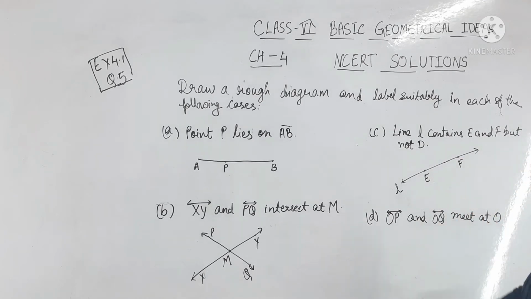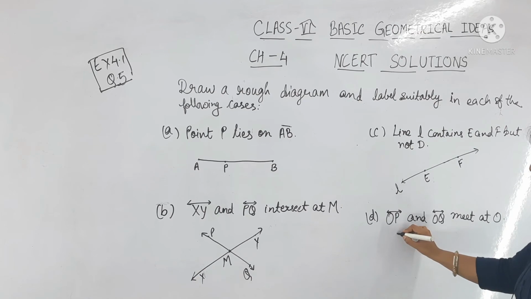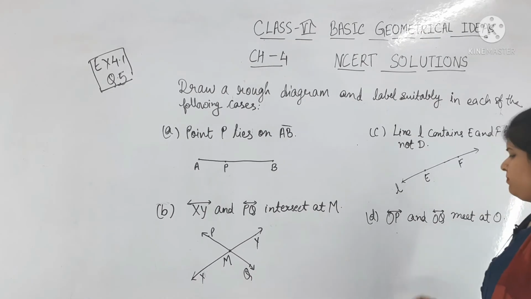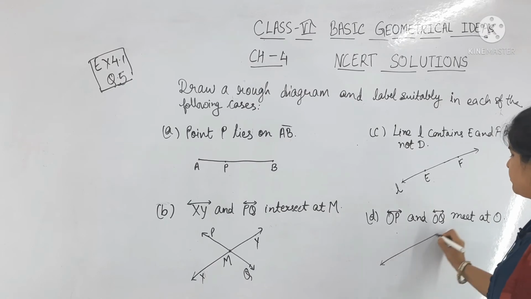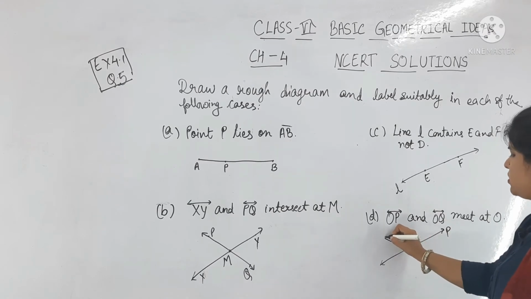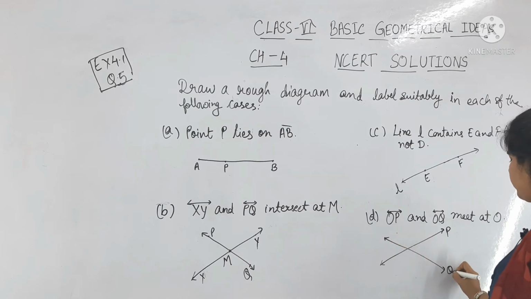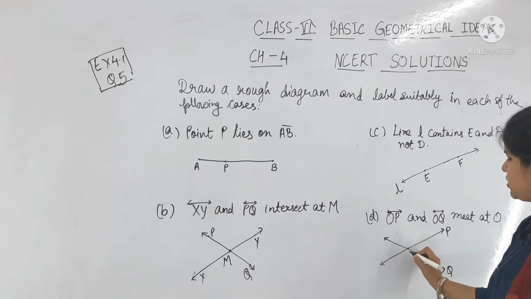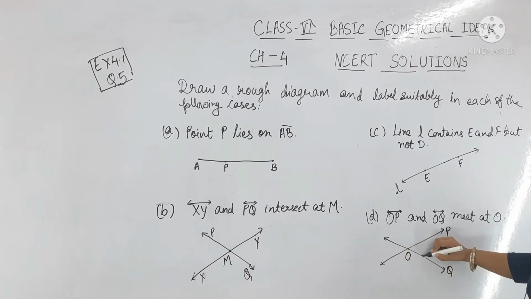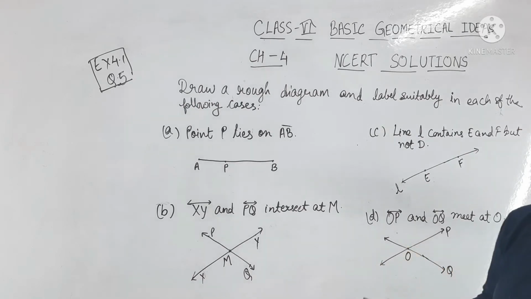Now the D part is OP line and OQ meet at O. This is P line and this is Q line, and meet at O. So this is OP line and this is OQ line and meet at O. So this is the rough diagram for D part.